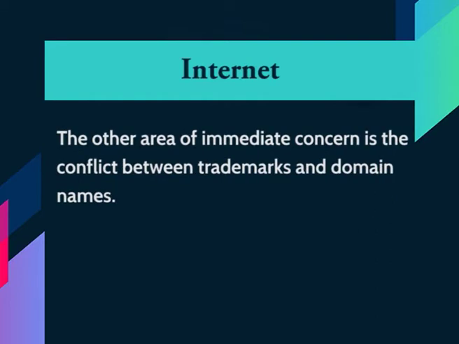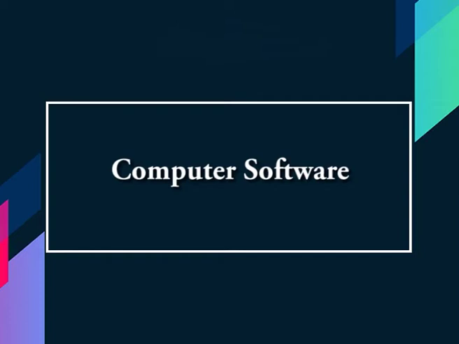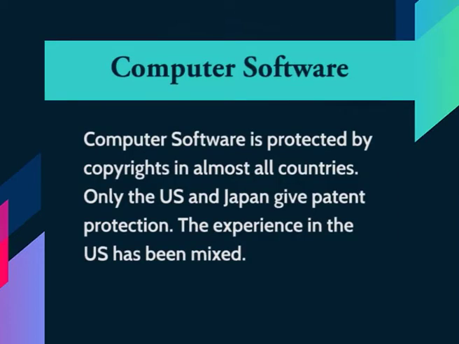The other area of immediate concern is the conflict between trademarks and domain names. WIPO has evolved a mechanism to resolve these disputes. Then we will discuss computer software. Computer software is protected by copyright in almost all the countries. Only the US and Japan give patent protection. The experience in the US has been mixed.